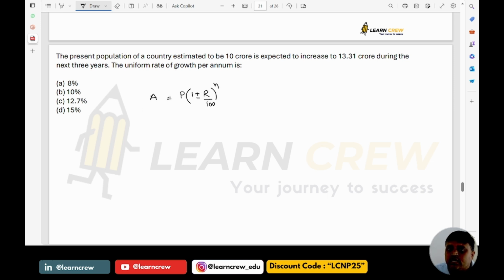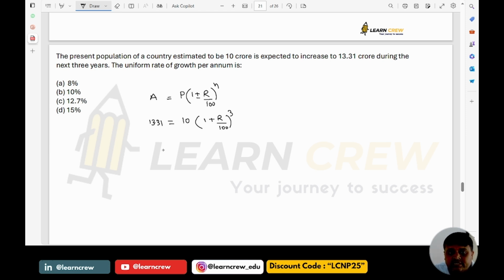So now, what is given here? Initially it is 10 crore. After the increase, it has become 13.31, in 3 years. Plus or minus? Plus, because it is given that the population is increasing at a uniform rate of growth. So here it is plus R by 100 whole power 3.